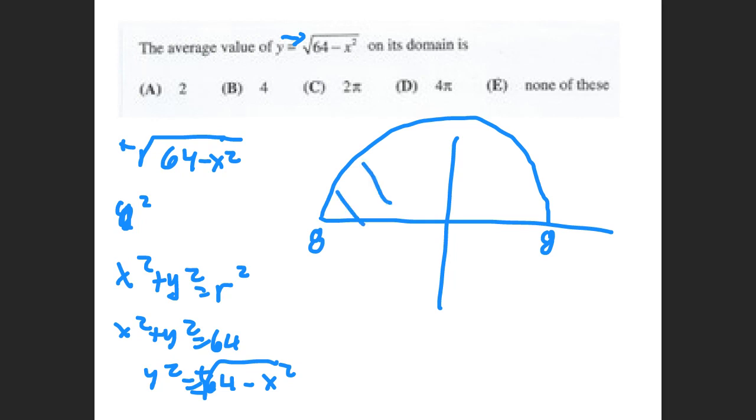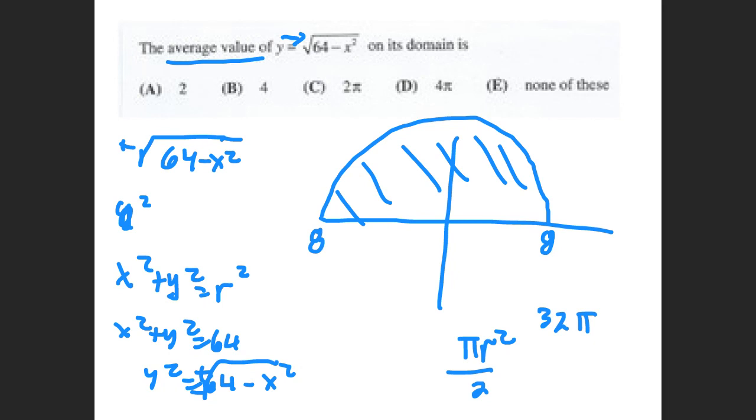So if I was going to do this by hand, I know it's half of a circle. A circle is pi r squared. It's a semicircle, so I'm just going to divide through by 2. So what is that going to be? 32 pi? 32 pi is the area, but they wanted the average value. So I take the interval, negative 8 to positive 8. That is an interval of 16. So if I divide through, that gives me 2 pi. So my answer should be 2 pi.